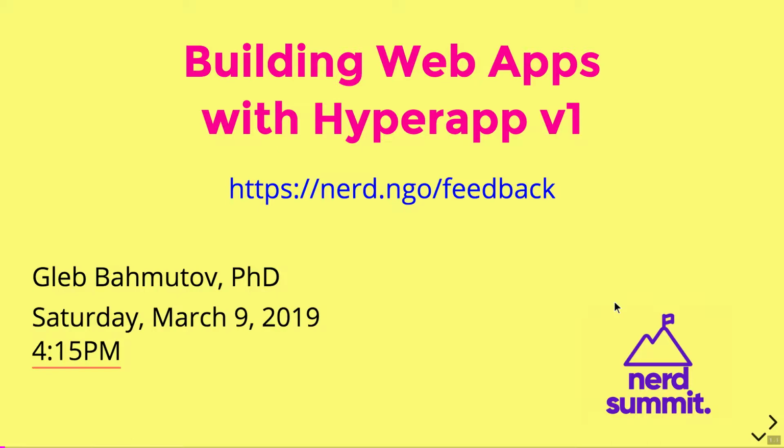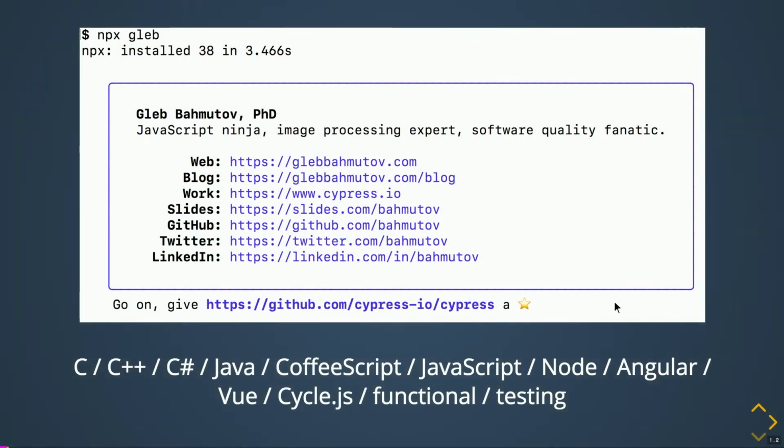You will see why. I'm Gleb Bahmutov, if you don't know. You can find a lot of things about me by just doing npx gleb. I got that little utility, so it shows all the things on my websites. I've been lucky that my name is pretty rare and my last name is pretty rare, so I've been able to snag all the accounts under my last name.